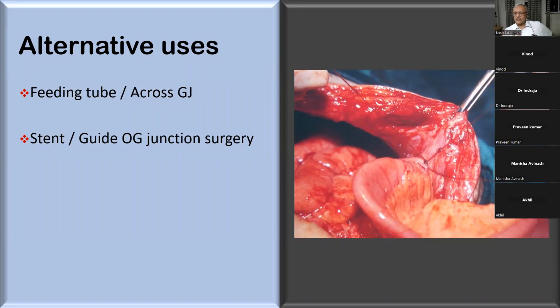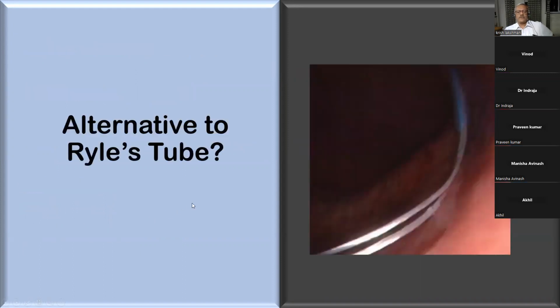You can also use it as a stent in hepatico-biliary surgery. You may have a hepatico-jejunostomy, and you can use a Ryle's tube as a stent across it. And as I said, feeding jejunostomy, and the stent in the biliary tree; the simple Ryle's tube has many, many uses. So we mentioned the problems of a Ryle's tube. We will discuss the alternative to a Ryle's tube and then close this class today. I have a lot more things like this, and we'll do it on another day.